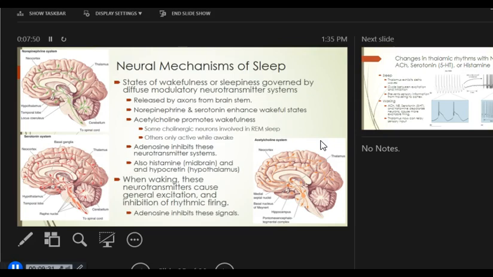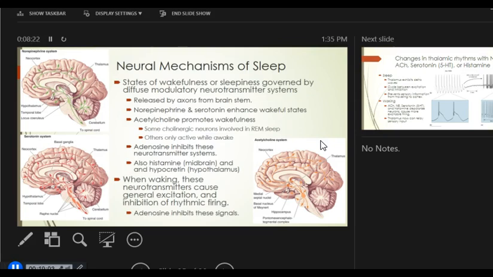You also have other systems, so histamine and hypocretin. These are also released by either the midbrain or the hypothalamus. These are also amongst these diffuse modulatory neurotransmitter systems. I should have indicated that I think these are generally excitatory as well. I really want you to focus primarily on norepinephrine, serotonin, and acetylcholine. Although I will point out hypocretin shows up in your homework because this one is particularly involved in narcolepsy, so that makes it kind of an interesting neurotransmitter.